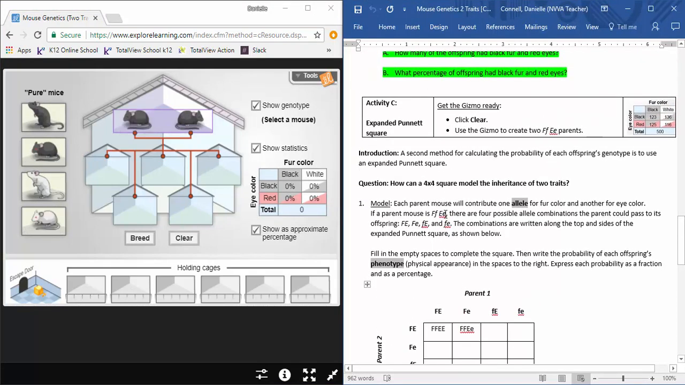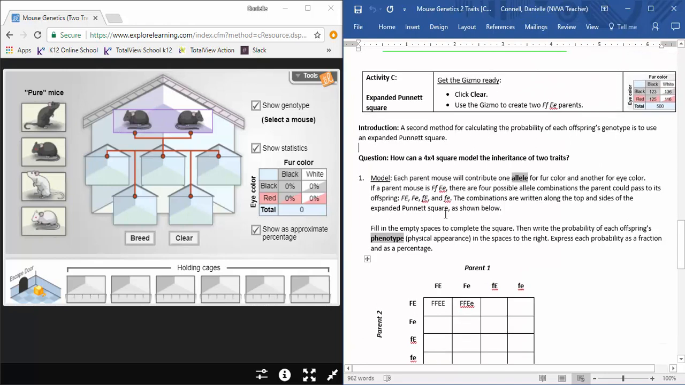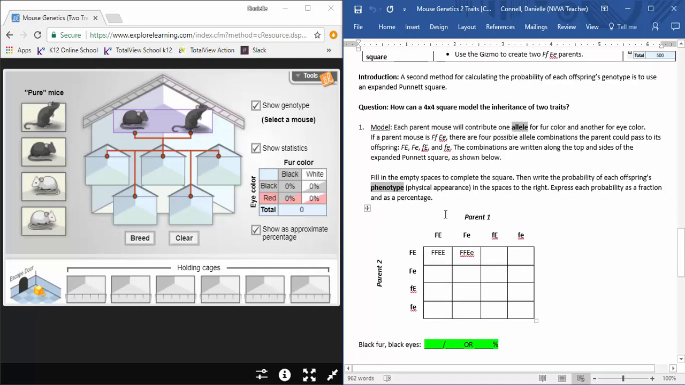So in activity B, we learned how to do two Punnett squares and then multiply the probabilities from those Punnett squares to find out probability for two traits. Well, now we're actually going to be looking at a dihybrid cross, which is a little more difficult, but it's how we look at two traits in one Punnett square. It's just a much larger one, as you can see. So we call it the 4x4 Punnett square.